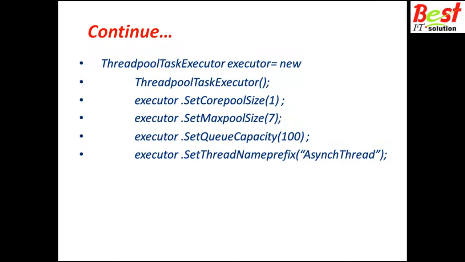This is the prefix we can add. Then executor.initialize(), to initialize the thread, then return executor. Since the return type is Executor, we should return the executor object after setting all these parameters.